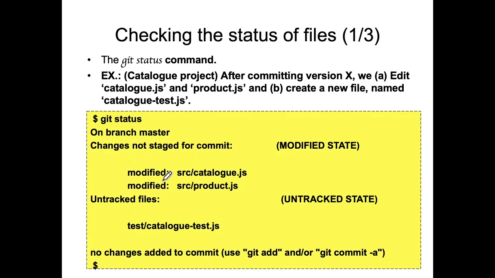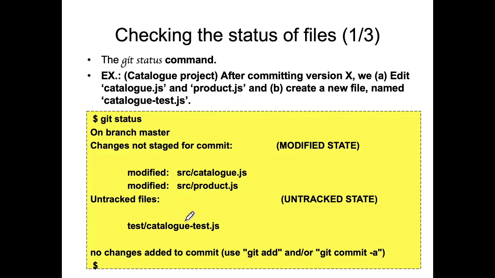So I've actually modified some files, and there's no record of these modifications in the repository yet. So it's saying these are changes that you've made and you have not staged them or committed them, as it turns out, but I haven't staged them. It's also telling me that I created this file since my previous commit. So this is a completely new file.